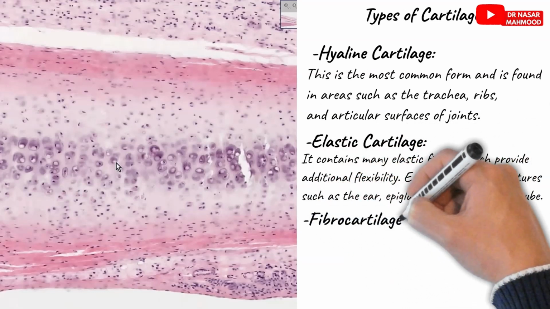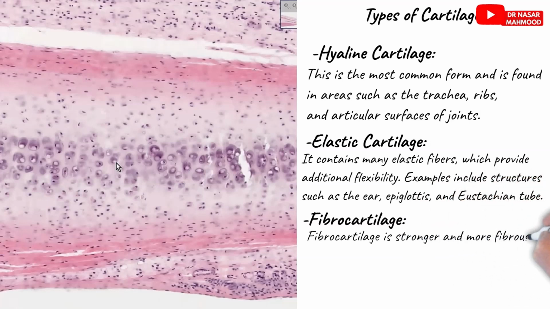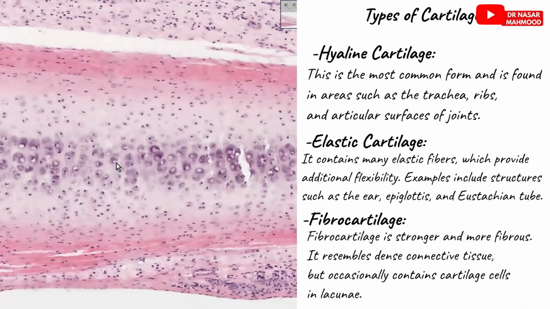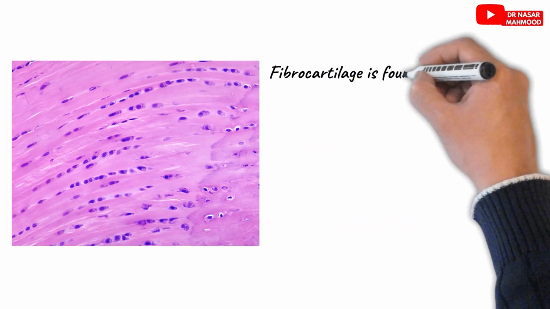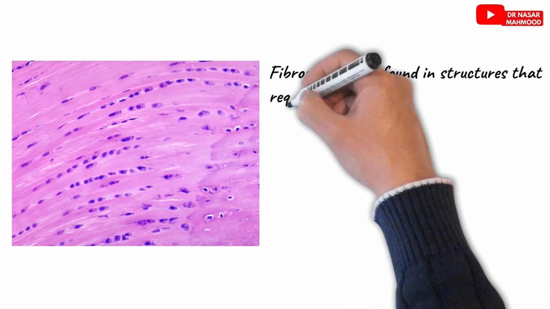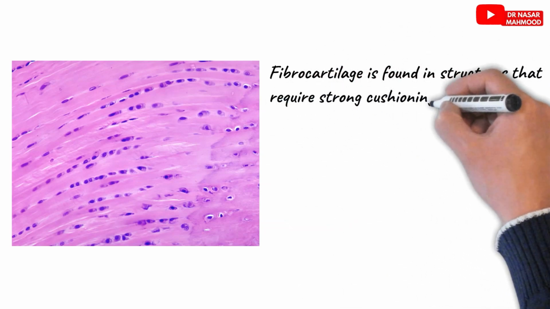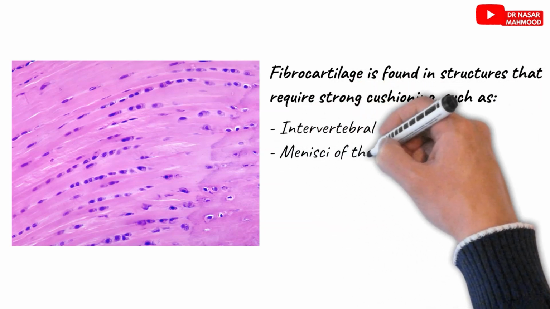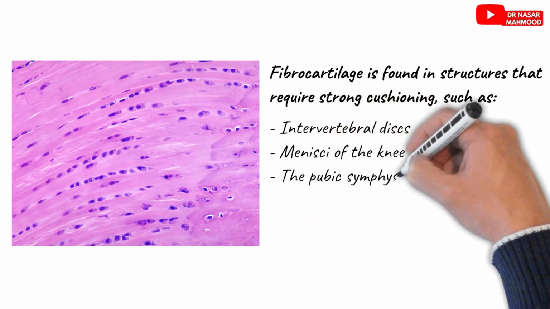And finally, fibrocartilage, which is the stronger, more fibrous cartilage. It resembles dense connective tissue but occasionally contains cartilage cells in the lacunae. Fibrocartilage is found in structures that require strong cushioning, such as intervertebral discs, menisci of the knee, the pubic symphysis, and the temporomandibular joint.